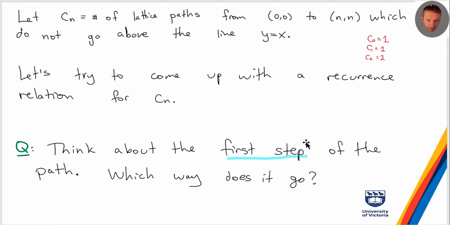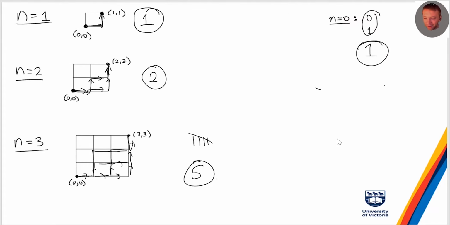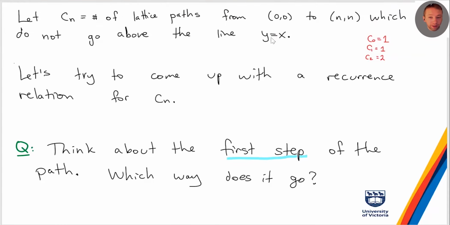Okay, so let's try to get a general formula for this by setting up a recurrence relation and using generating functions to solve it. So I'm going to define Cn. It looks like I define C0 to be 1. And that makes sense. If I wanted to go from (0,0) to (0,0), there's only one way to do it because I just don't do anything. So for n equals 0, the answer is 1. Okay, so let Cn be the number of lattice paths which don't cross the line y equals x from (0,0) to (n,n).